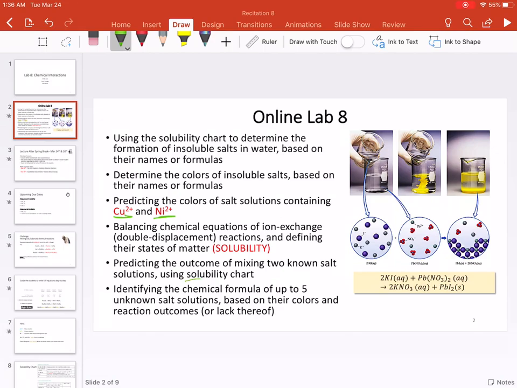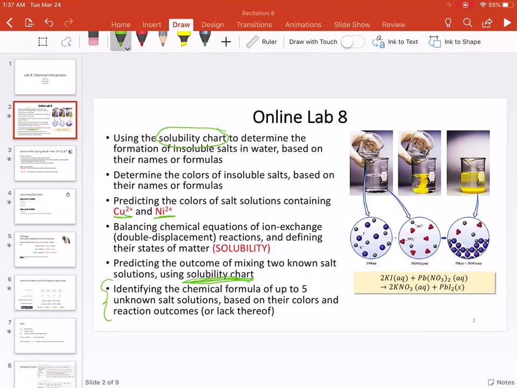So you will basically be taking a look at the solubility chart, and based on the cations or the elements you have in that salt, determining whether it's going to be soluble or insoluble in water, and determining the chemical formula of up to 5 unknown salt solutions. So this is going to be basically using that exact same solubility chart I just mentioned.